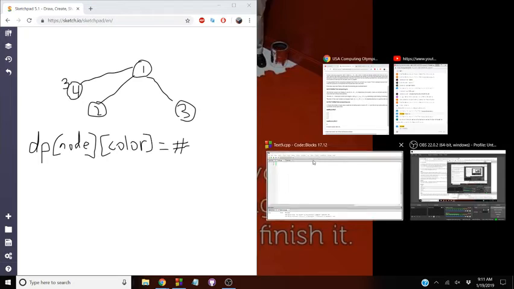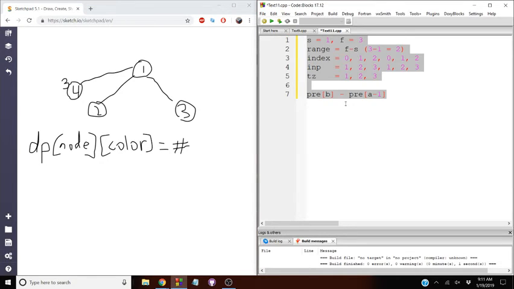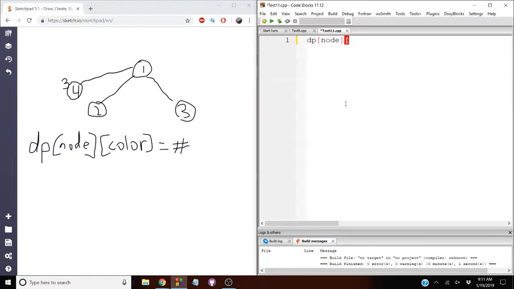Actually, I think I'll just put this as a diagram and then just type everything here, so that it's faster. So to paint the subtree, the barn, given that the current node has the current color.